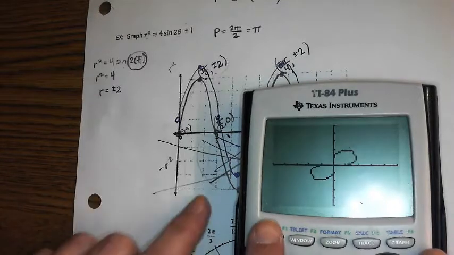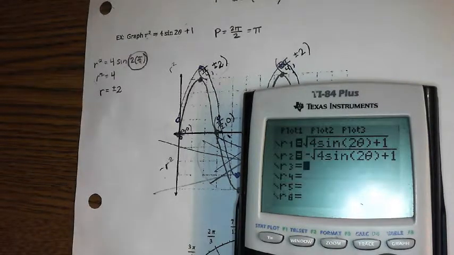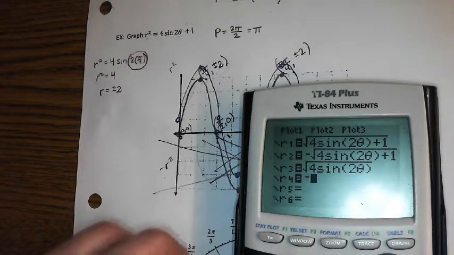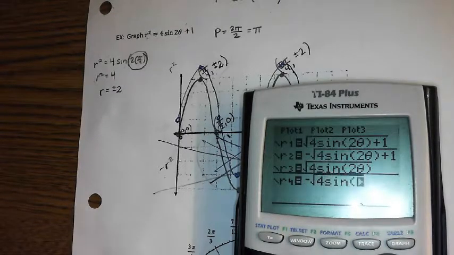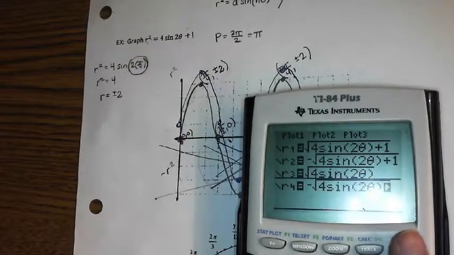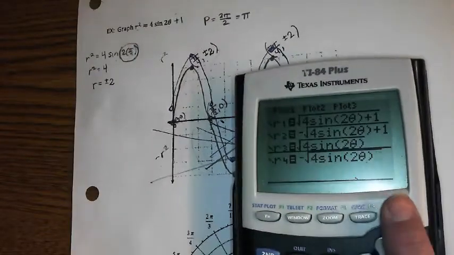But you know what I'm going to do? I'm going to graph both of them on the same axes so it'll be a little more clear. Oops. Don't you hate that when you just hit clear after you type everything in? Negative square root 4 sine 2 theta. Alright, so we already saw the plus 1, and that's still going to be there. When I hit graph, it's going to be graphing the original version, so we'll get a good comparison.